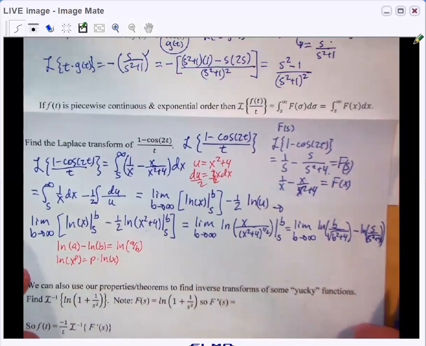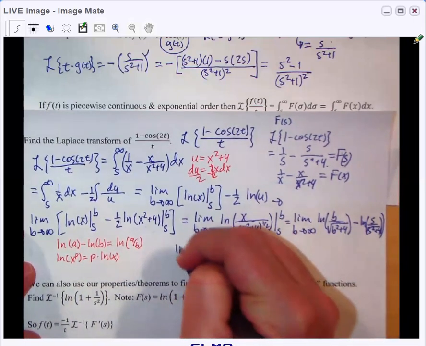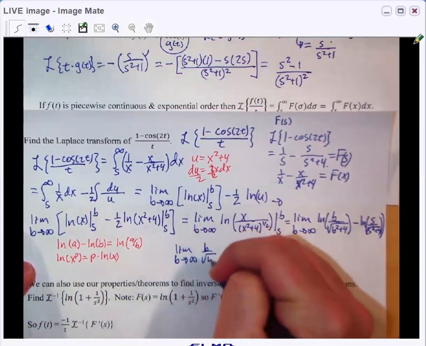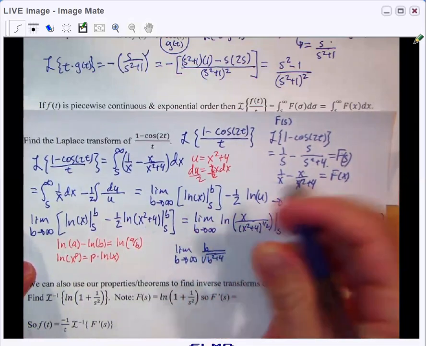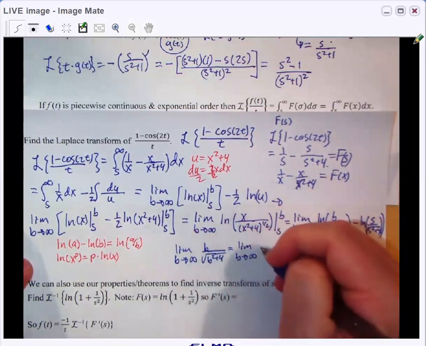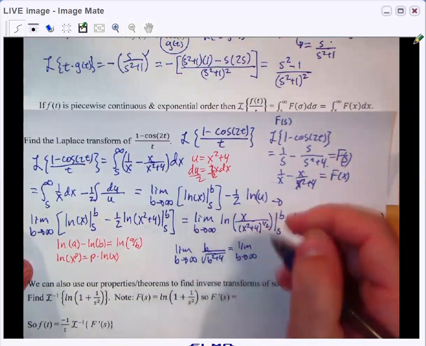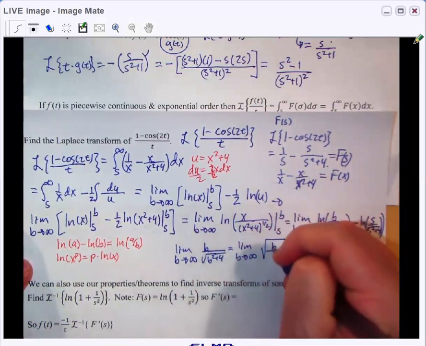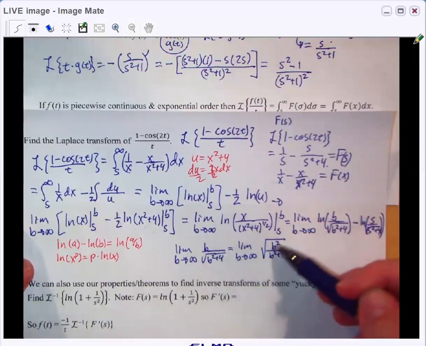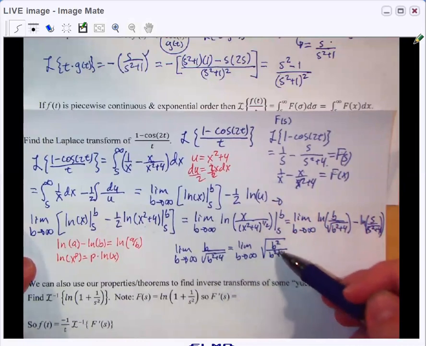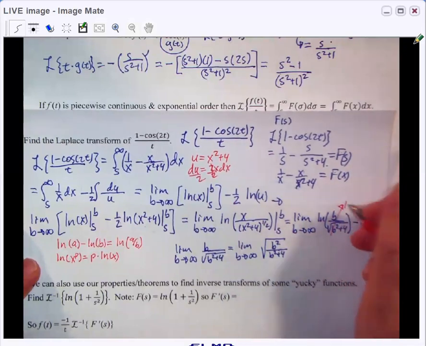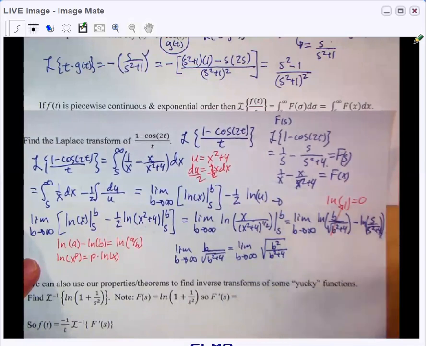Okay, well, one thing that we do know is that the limit as b approaches infinity of b over the square root of b squared plus 4 would be equal to the limit as b approaches infinity of the square root of b squared on the top, since it's a positive number. And so we could write that all as square root of one whole big thing, b squared over b squared plus 4. And at any rate, as b gets super ginormous, this goes to 1. And therefore, the innards here go to 1. And the natural log of 1 is 0.